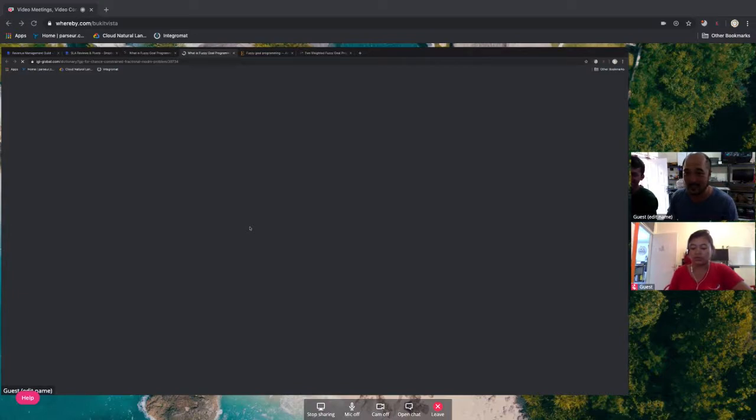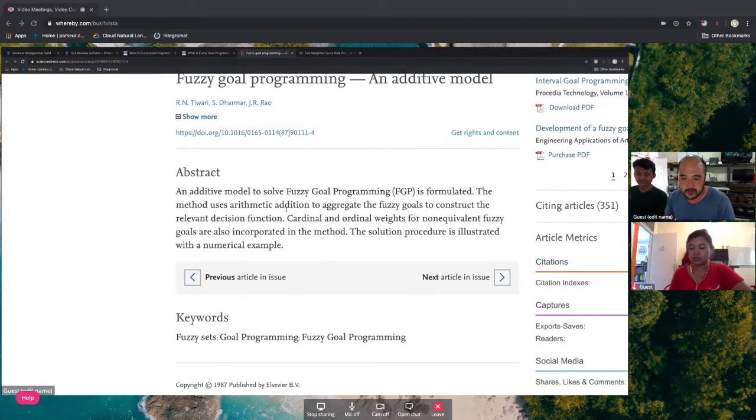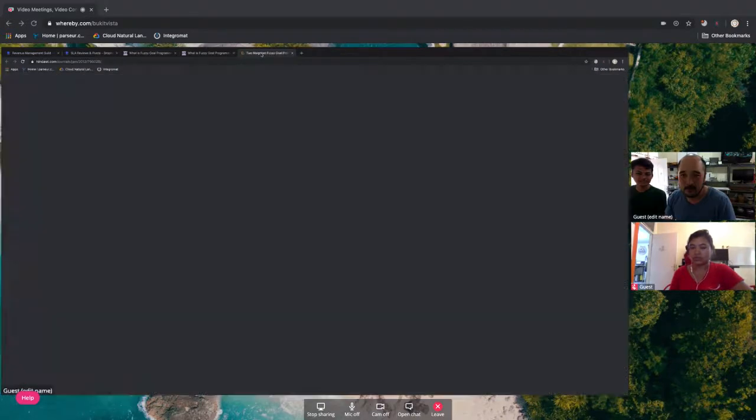Okay, fuzzy goal programming is an additive model that uses arithmetic addition to aggregate the fuzzy goals to construct the relevant decision function. Cardinal and ordinal weights for non-equivalent fuzzy goals are also incorporated in the method. The solution procedure is illustrated with a numerical example. Okay, that's a little bit abstract. So let's take a look at the next abstract.